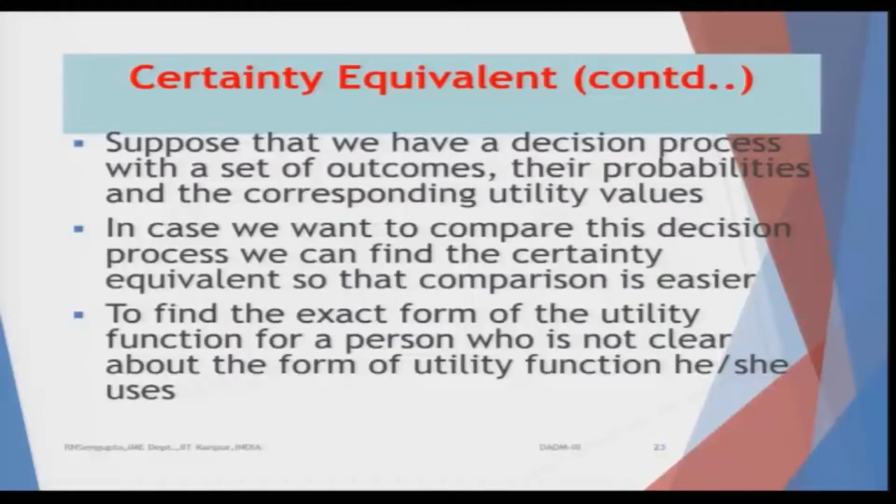Suppose that we have a decision process with a set of outcomes, their probabilities and the corresponding utility values given. As I considered in the last example, if you want to compare decision processes, we can find the certainty equivalent, so that the comparison is easier. To find the exact form of the utility function for a person who is not clear about its form, he or she uses this.